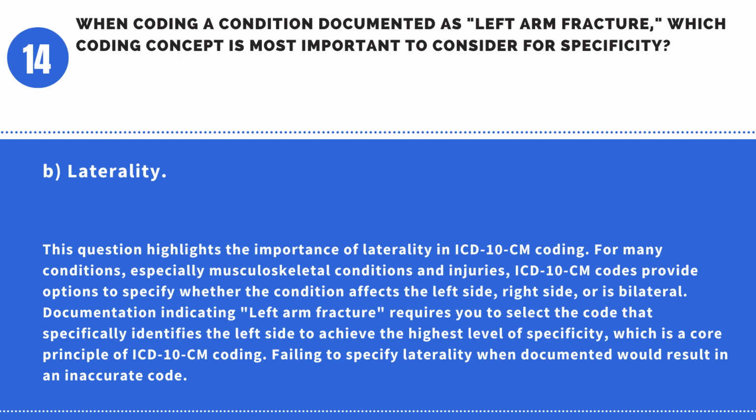Answer: B. Laterality. This question highlights the importance of laterality in ICD-10-CM coding. For many conditions, especially musculoskeletal conditions and injuries, ICD-10-CM codes provide options to specify whether the condition affects the left side, right side, or is bilateral. Documentation indicating left arm fracture requires you to select the code that specifically identifies the left side to achieve the highest level of specificity, which is a core principle of ICD-10-CM coding. Failing to specify laterality when documented would result in an inaccurate code.